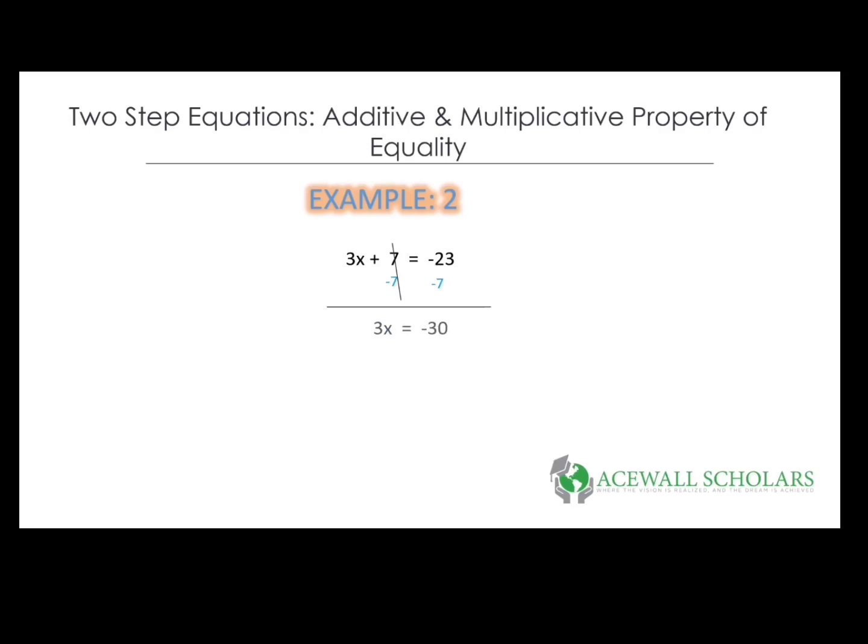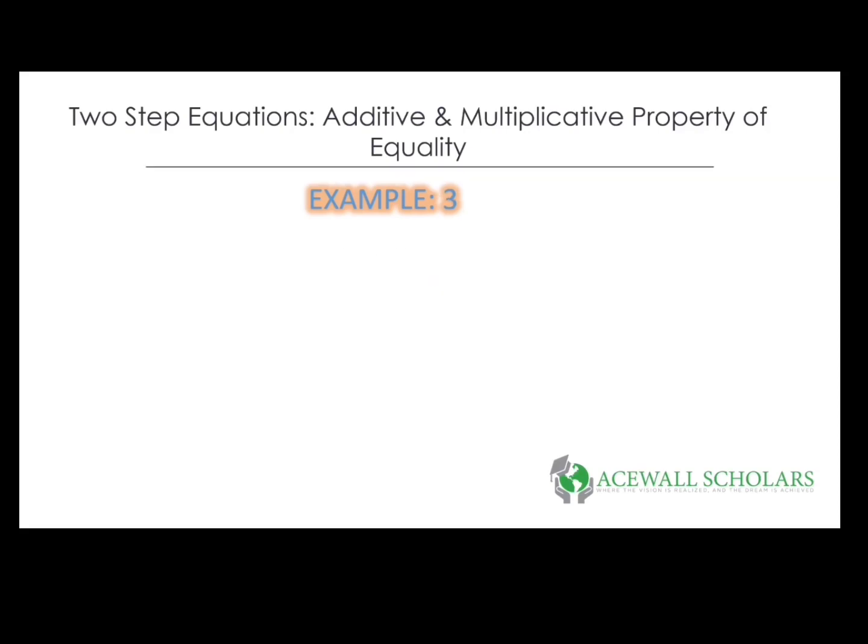So now we can implement the multiplicative property of equality. And to do that, we're going to divide by 3 on both sides. The 3's cancel out on the left side because 3 divided by 3 is just 1. And we have x equals negative 10 because negative 30 divided by 3 is negative 10. Let's move on to example 3.